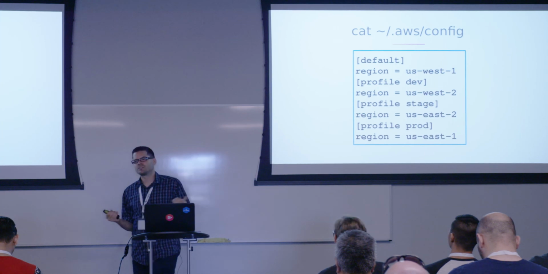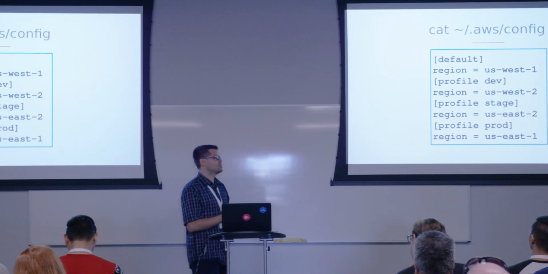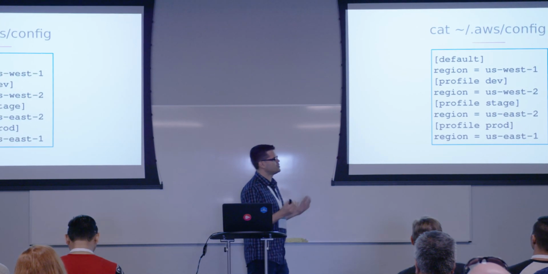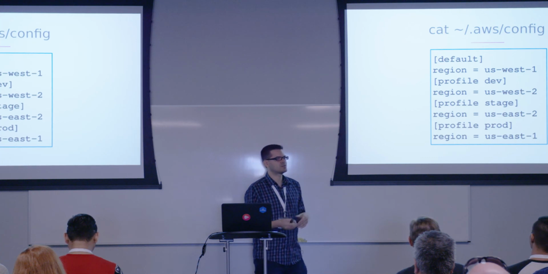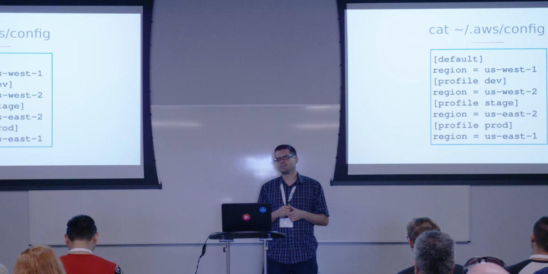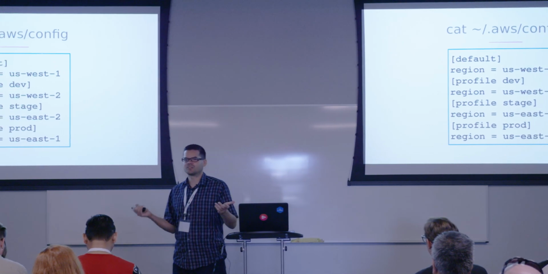So a lot of the AWS CLI commands that you run are only going to be scoped to a particular region. So if you have all of your resources in one particular region, or mostly in one region, you're probably going to want to set your default region appropriately so that you don't have to use the --region parameter on every single command that you run.